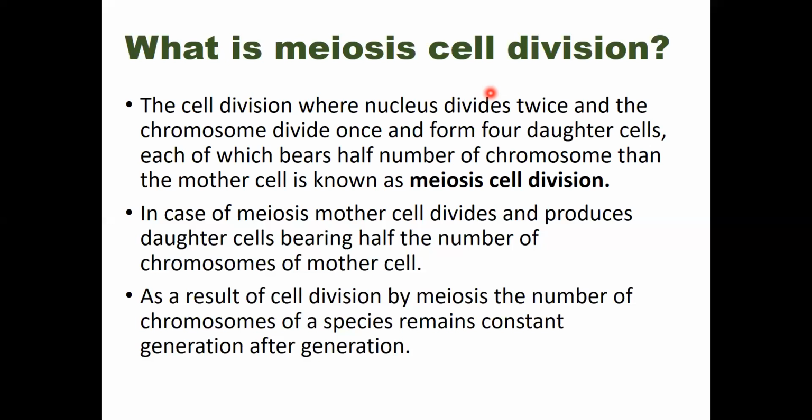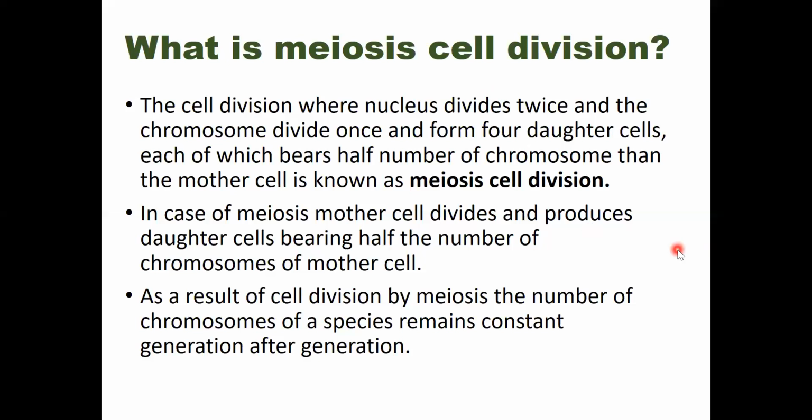In case of meiosis, the mother cell divides and produces daughter cells bearing half the number of chromosomes of the mother cell. As a result of cell division by meiosis, the number of chromosomes of a species remains constant generation after generation. For sexual reproduction, this is very, very vital. Without meiosis cell division, sexual reproduction won't be possible.